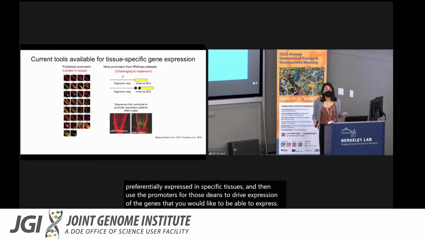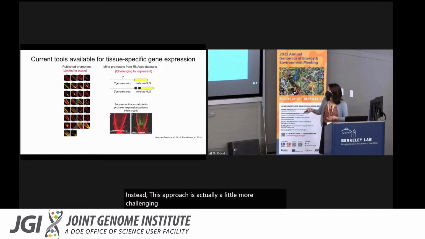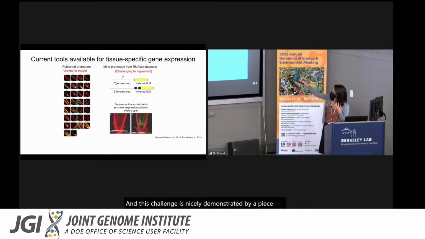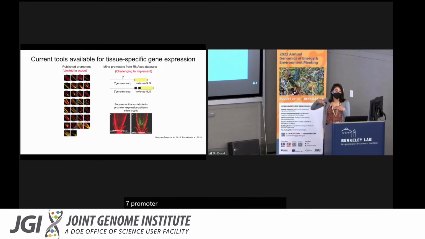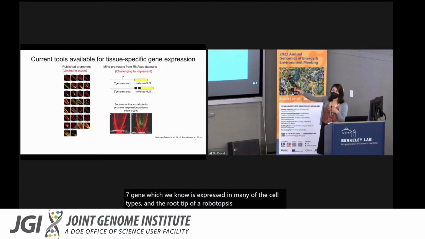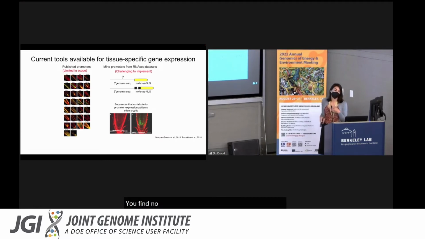This approach is actually a little more challenging than it might appear. And this challenge is nicely demonstrated by a paper in which the authors wanted to express this yellow fluorescent protein from the ARF7 promoter. This promoter drives expression of an ARF7 gene, which we know is expressed in many of the cell types in the root tip of Arabidopsis. But if you take just the 5' genomic sequence upstream of the ARF7 gene and you fuse it to the fluorescent protein, you find no expression in the root tip of Arabidopsis.